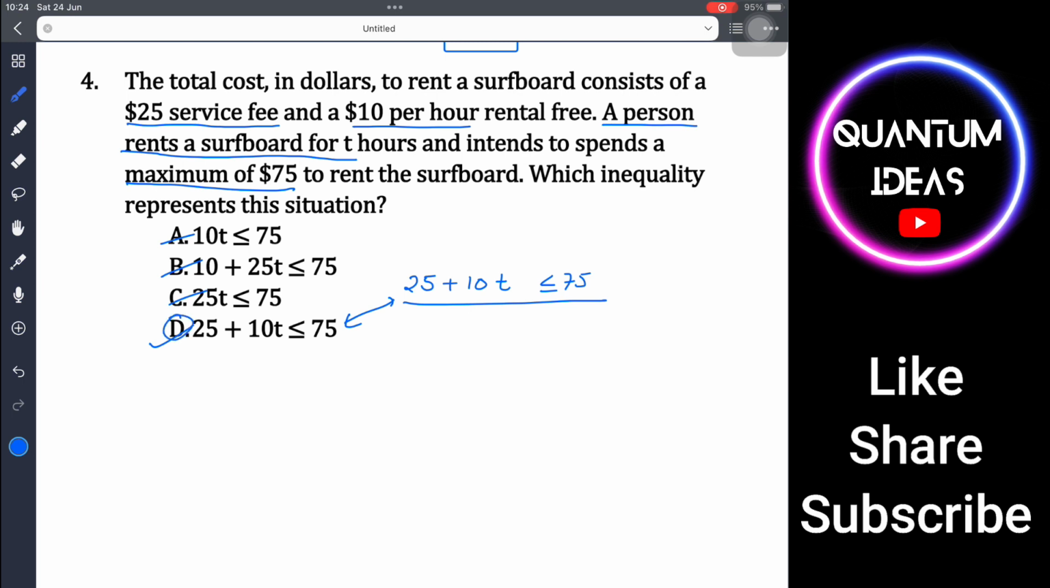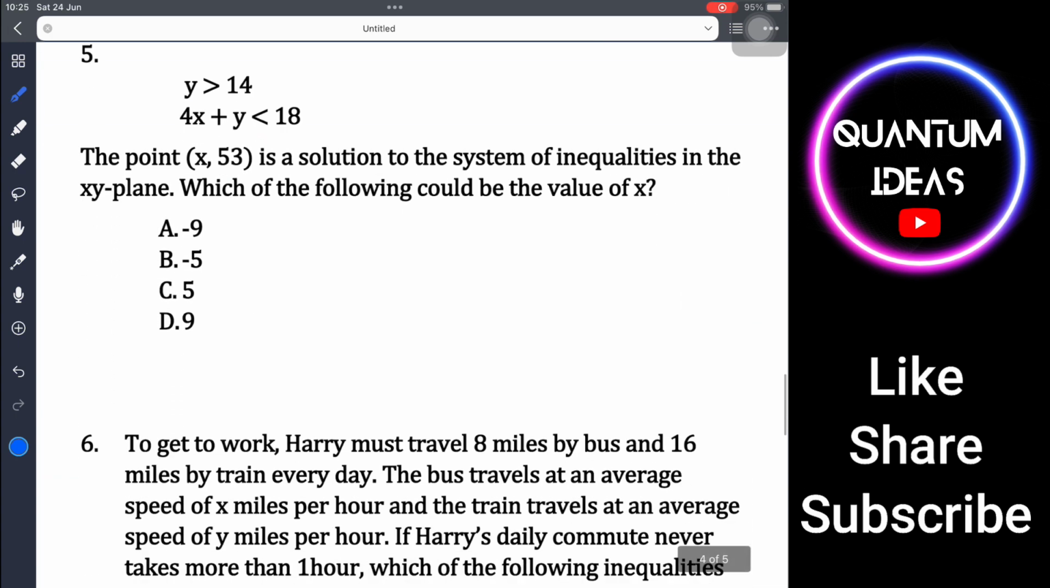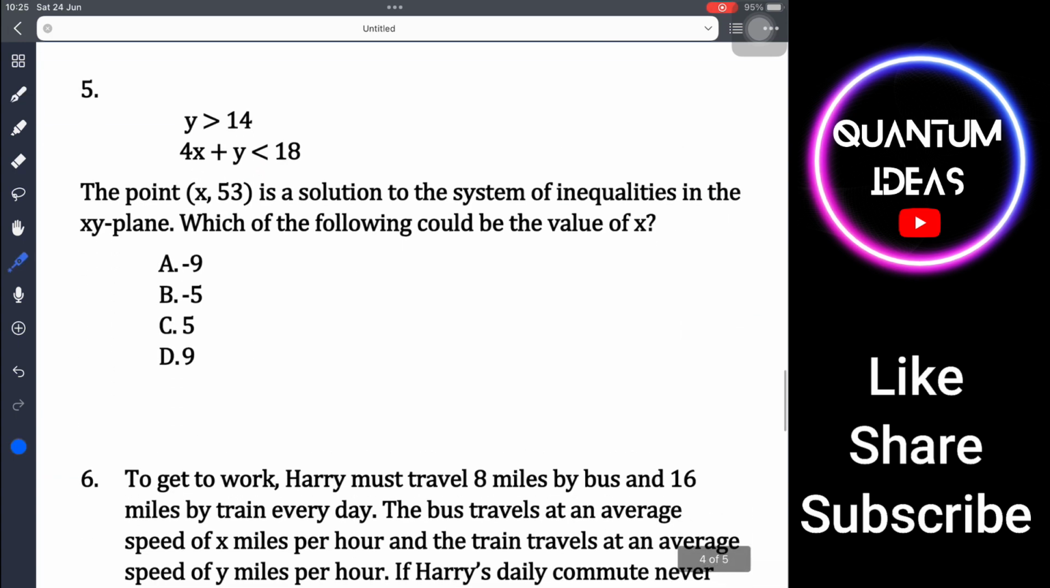So let's go to number 5. We are given y is greater than 14, and 4x plus y is less than 18. The point (x, 53) is a solution to the system of inequalities in the xy plane. Which of the following could be the value of x?